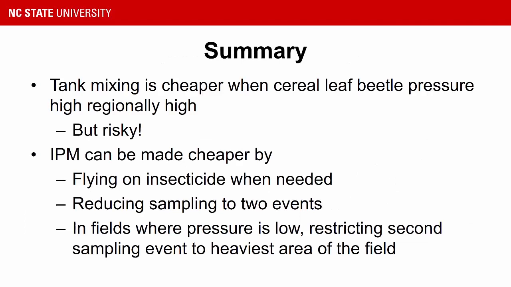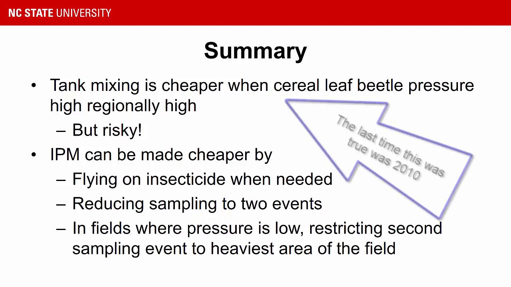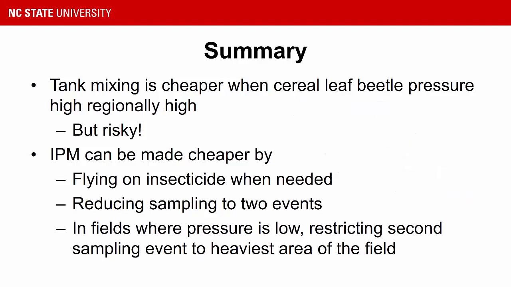In summary, tank mixing is cheaper when cereal leaf beetle pressure is high and regionally high, but remember, it's risky. If you have high pressure situations, the populations are going to be able to outrun that insecticide. And we can always make IPM cheaper. Fly insecticide instead of driving over the field, sample two times instead of four as we did in our study, and then in fields where we have low pressure, we can just visit those areas where eggs are present and avoid visiting other areas of the field where they were not.